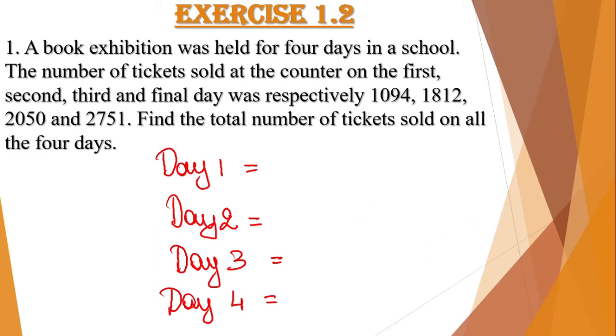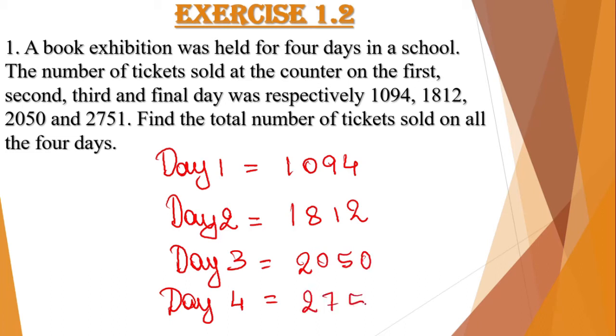So the number of tickets sold on the day 1 were 1094. And on day 2 it was 1812. And on day 3 it was 2050 and on day 4 it was 2751. Right. So day 4 means the final day. Right. Now we should add the numbers and the answer will be our total number of tickets sold.